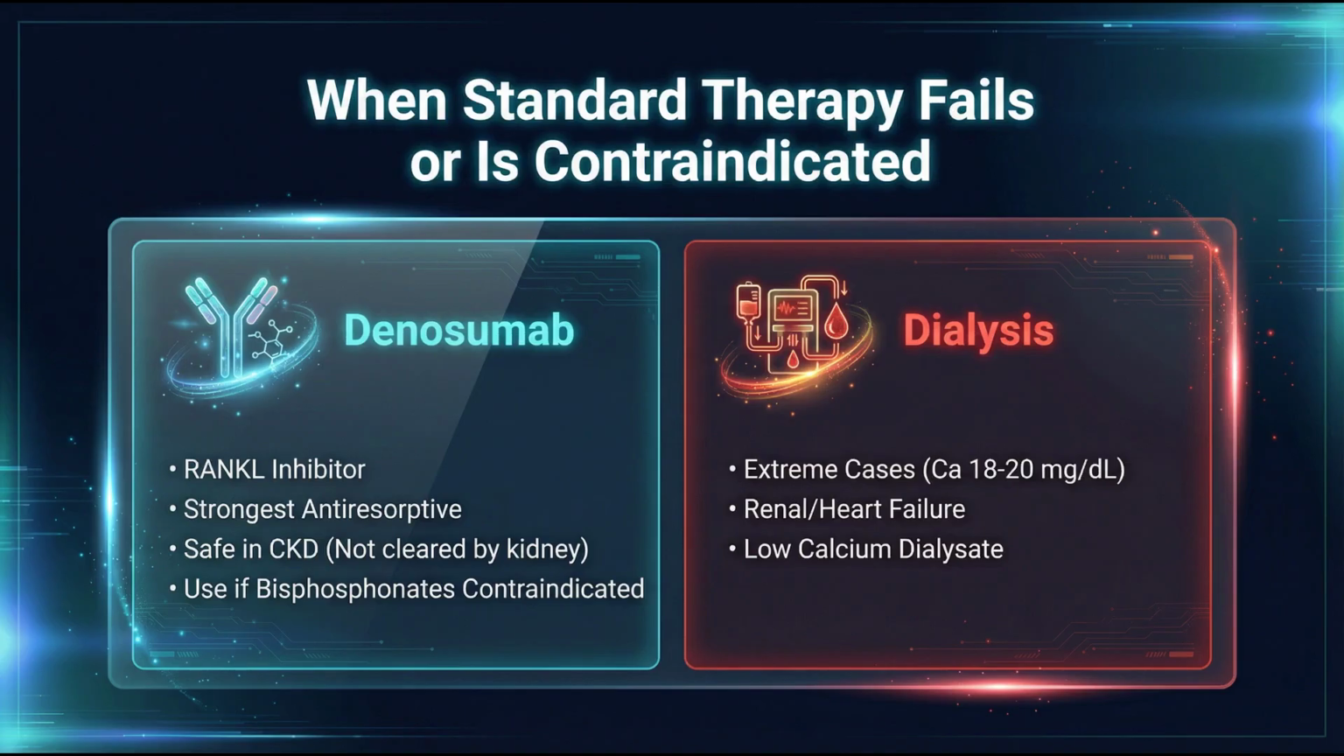Some situations require special consideration. Denosumab, a RANK ligand inhibitor, is useful when bisphosphonates are contraindicated, such as in severe renal impairment. It's also effective in bisphosphonate-refractory cases. Dialysis is reserved for life-threatening hypercalcemia with renal failure or when other measures fail. Use low-calcium or calcium-free dialysate. Glucocorticoids are specifically useful in vitamin D-mediated hypercalcemia and certain malignancies.